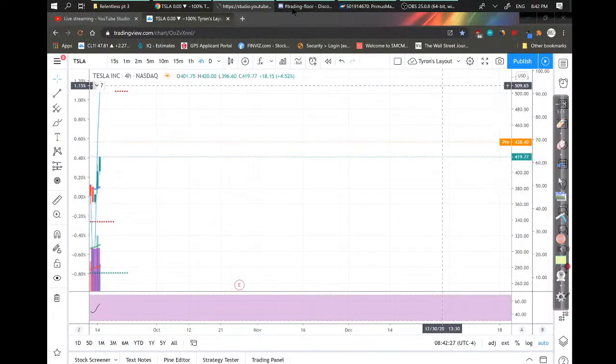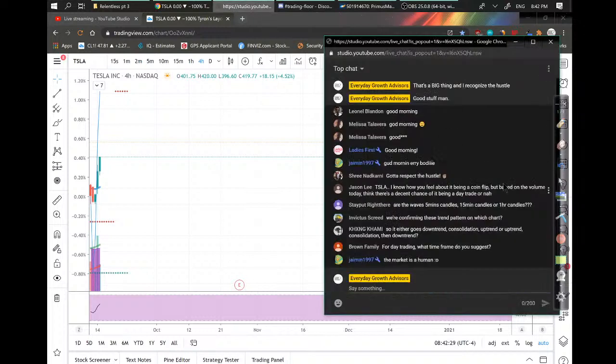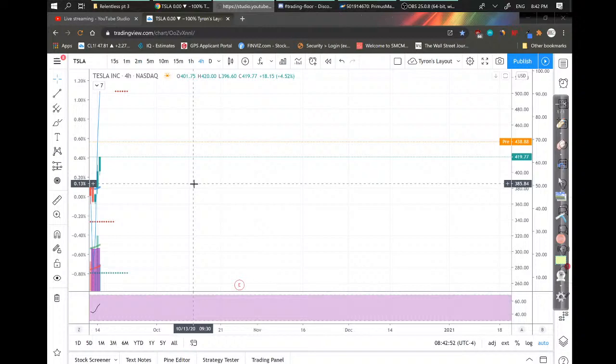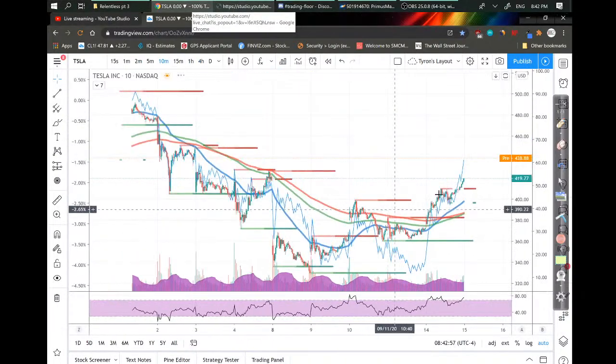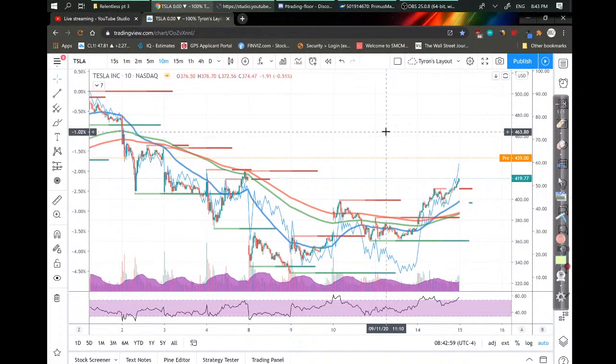Okay, I really hate to erase this right now, but I want to read the chat first before I do that. So let's see, Tesla, how do you feel about it? Are the waves 5-minute candles, 15-minute candles? It depends. It's up to you. We're confirming these trend patterns on which chart. Personally, I like 1-hour charts to confirm these patterns. Okay. If you're doing day trading though, I would say 10 to 15 minutes is a good time frame. That usually is a good amount of time that you will need to confirm. Now, 10 minutes is the bare minimum to confirm these waves. Okay, 10 minutes, bare minimum.